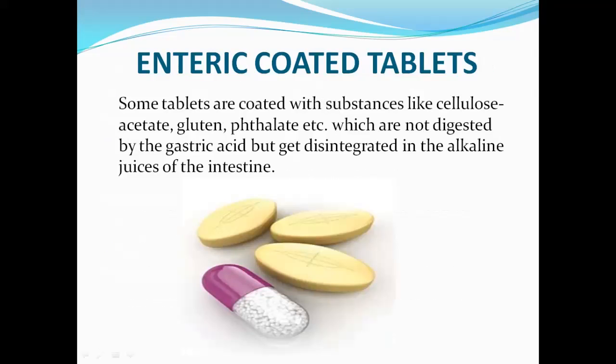Next, we move on to enteric coated tablets. Some of the tablets are coated with substances like cellulose acetate, gluten, phthalate, etc., which are not digested by the gastric acid but get disintegrated in the alkaline juices of the intestine. So here we can see what is the difference. Why it is not getting disintegrated in the gastric juices is because it is acidic in nature, whereas these drugs are formulated in such a way that they will get disintegrated only in the alkaline juices of the intestine.